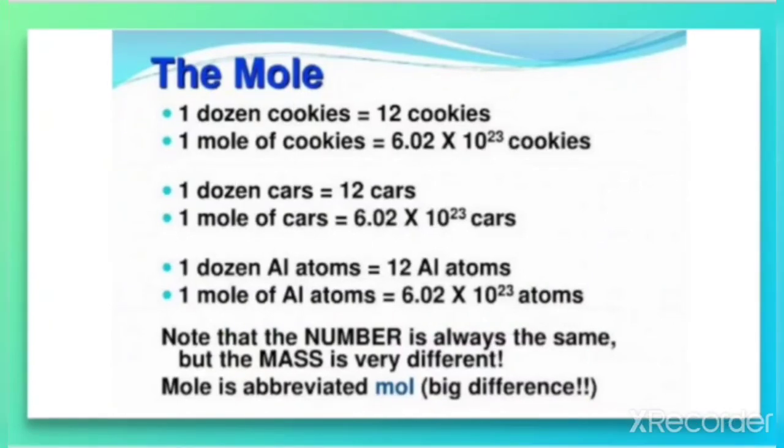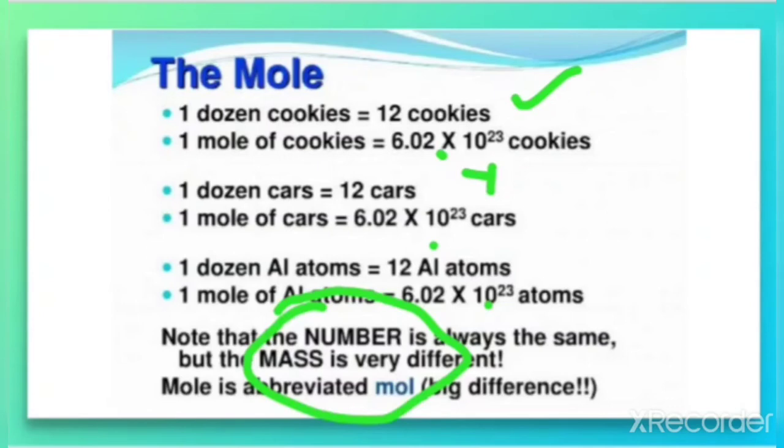But note here, the number is the same, that is 6.022 × 10^23, in all these cases. But the mass is not the same. You can see the mass of 1 dozen cookies is not equal to the mass of 12 cars, which is not equal to the mass of 12 aluminium atoms. So the mass is not the same, but the number is the same.